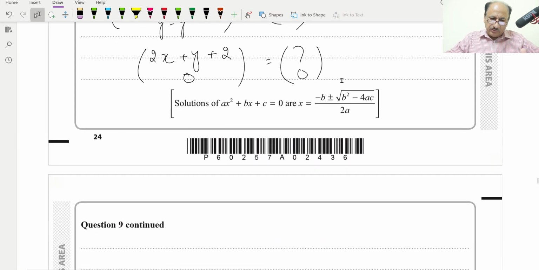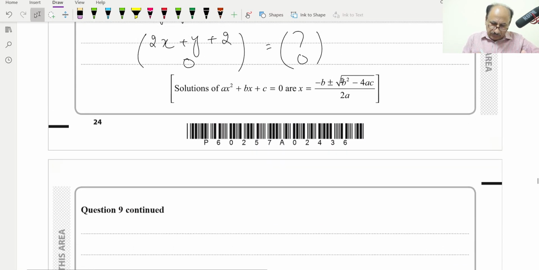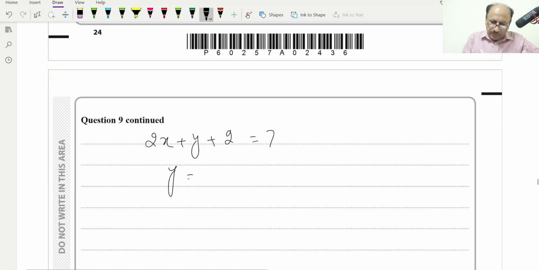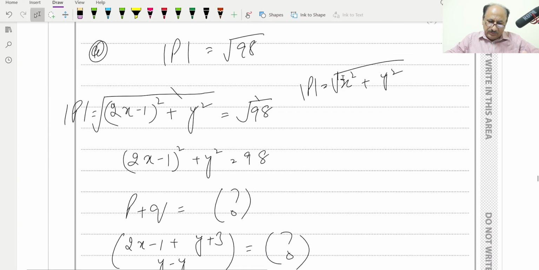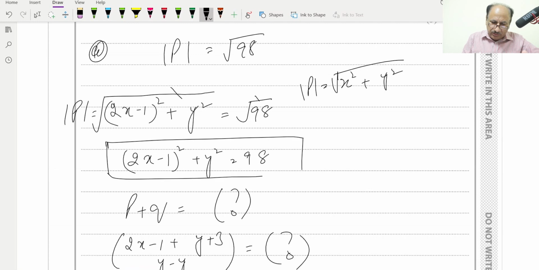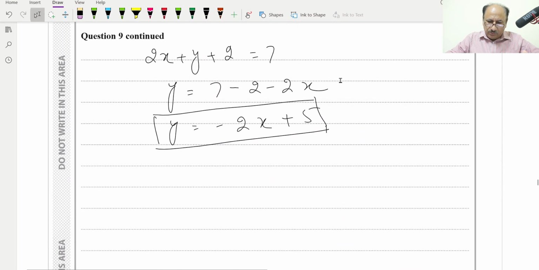Further, we can simplify this. 2x plus y plus 2 is equal to 7, which is provided over here, and we can simplify to get the value of y. y is equal to 7 minus 2 minus 2x, so y is equal to minus 2x plus 5, and this will be the y value which we will be utilizing in equation 1. We will replace this value in equation 1.